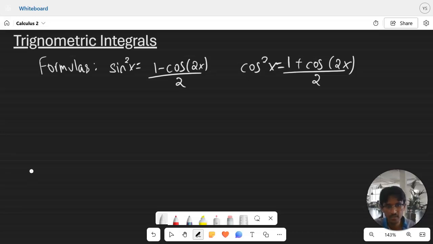The way I remember this, I think of cosine matching with cosine, so that's why it has that plus sign, but sine doesn't match with cosine. So that's why it has that negative sign.